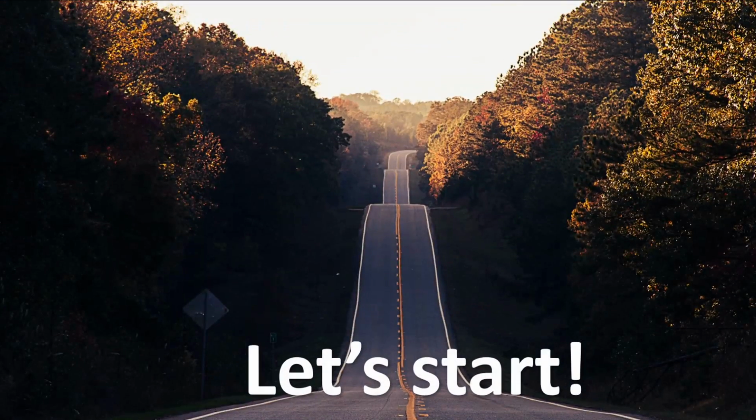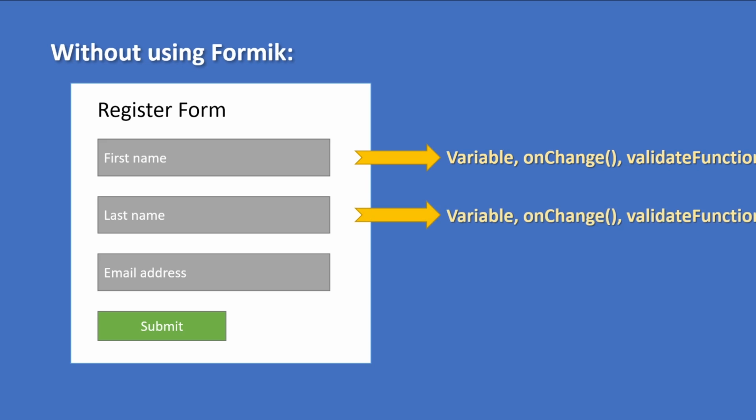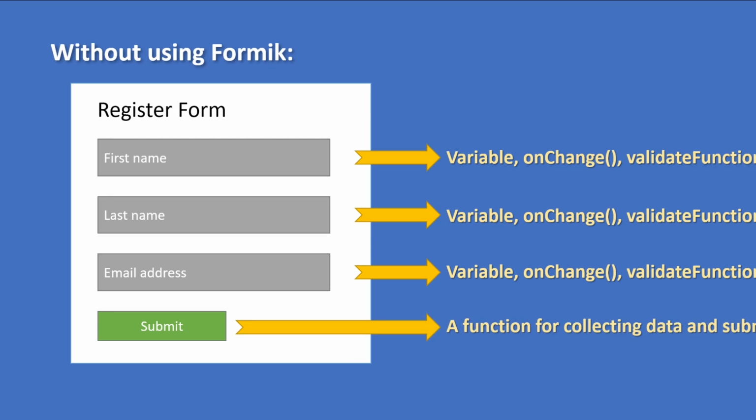So, let's start. Imagine that we don't want to use Formik. In this case, we have a register form, and for each input in our form, we need a variable to hold the state of the form. And we need an onChange function and another function for doing the validation. And we need to repeat it for every input that we have. And finally, we need a function to collect the data of every input and do the submit section to send the data to our server.